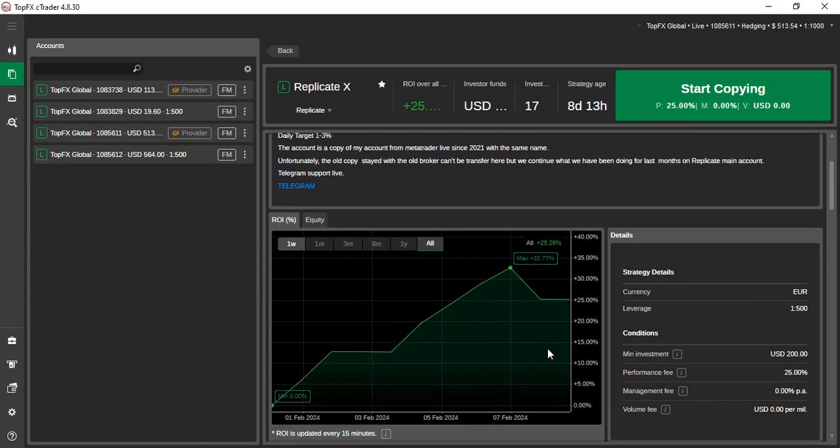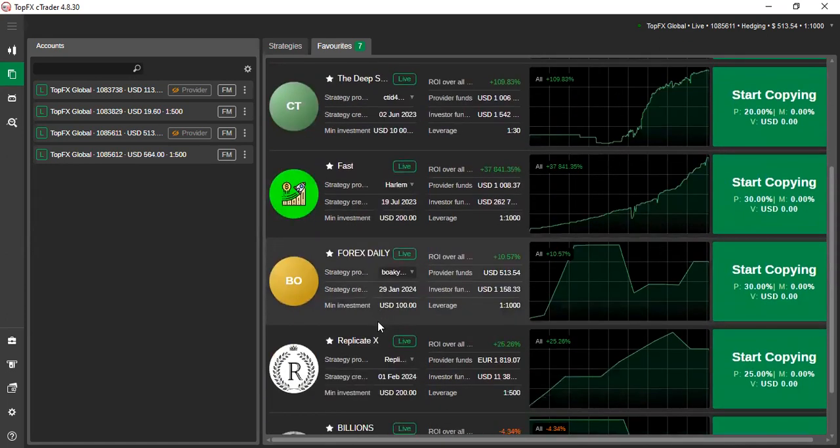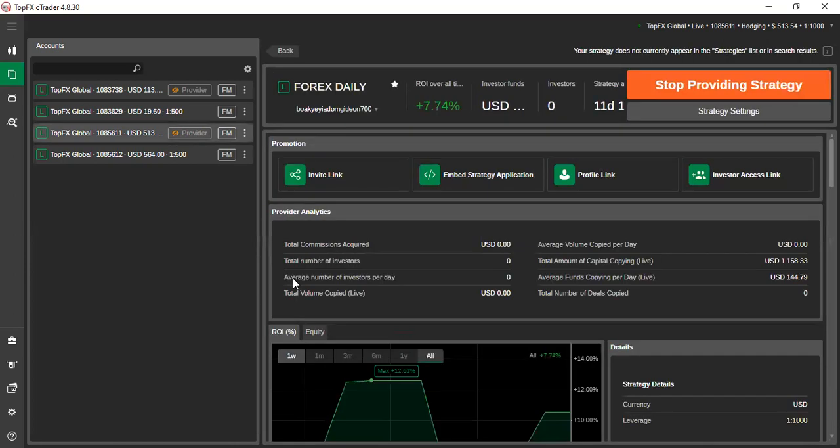So I have about 5 traders copying this particular guy. And then there is another. This guy, I don't have his contact, the Replicate X, but I have somebody that has his contact. I think now he's in Europe or so. And then Forex Daily, this is my guy. I brought him to Top FX to provide the copy trade service. And I am copying him as well with this particular account.